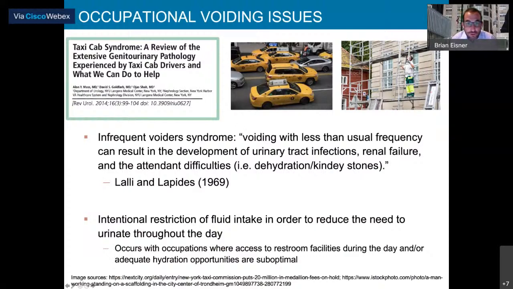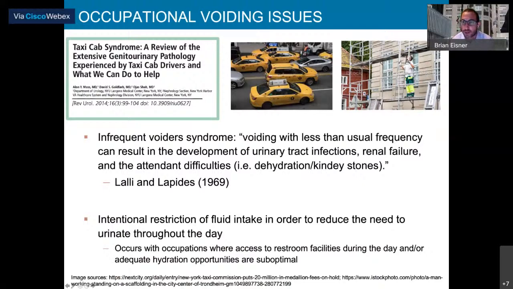And what is very true is these taxi cab drivers have very little access to bathrooms. Therefore, many of them deliberately dehydrate themselves. And of course, we know that deliberate dehydration in general creates a risk of stone formation. The taxi drivers are one example, but we can see many.